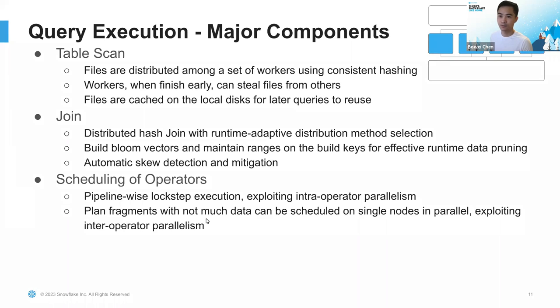Also, join skew is sometimes a problem we've seen a lot during execution. So we implement automatic skew detection and mitigation, meaning that if there's a hot key, on either the build side or the probe side of the join, we can automatically detect it and mitigate it by distributing it to different workers to handle.